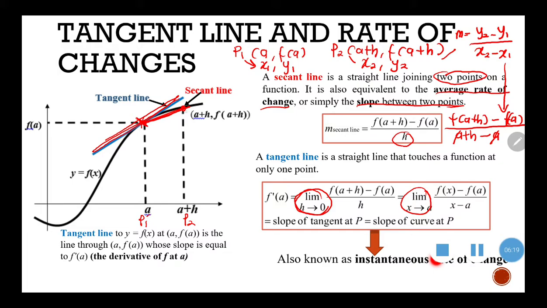Whereas a secant line is a straight line joining 2 points. So I hope you can differentiate between secant line and tangent line. Tangent line can also be known as the instantaneous rate of change. I'm not sure whether you can see this or not, but tangent line can also be known as instantaneous rate of change. Okay, so now let's move on to the next slide.